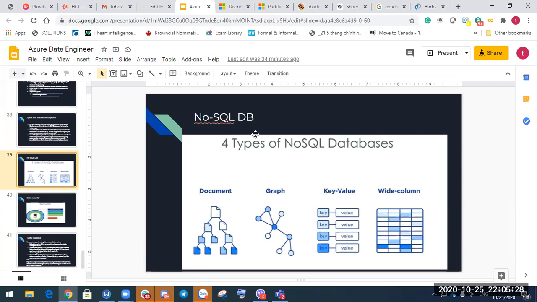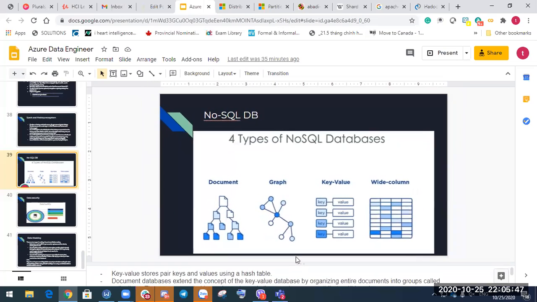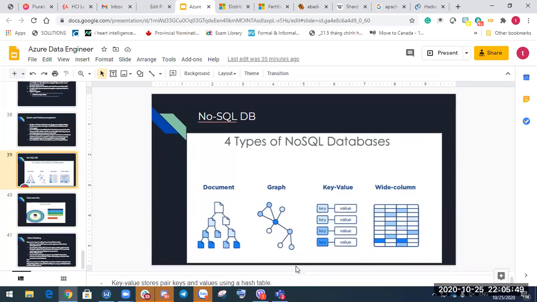Hang on, I need to switch to my other computer to the same slide. Sorry, yes, we are in the same slide.